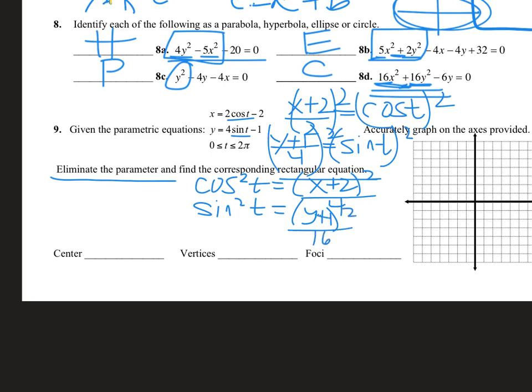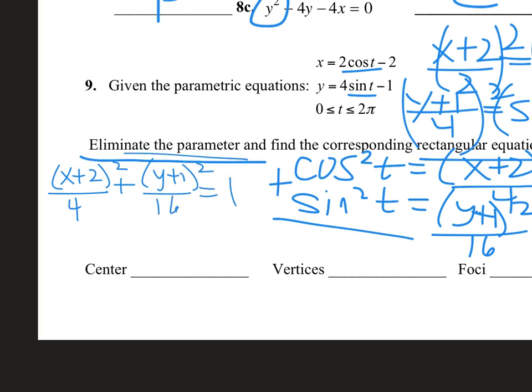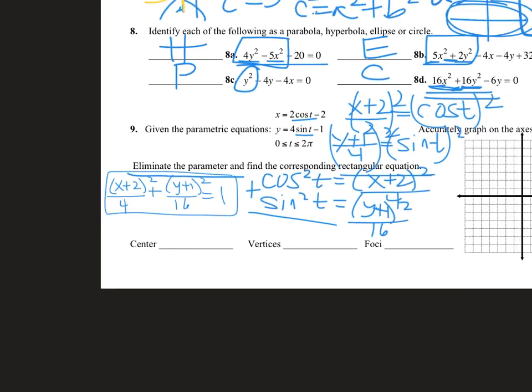And then if you add these together, cosine squared plus sine squared, as you know, is 1, and then you can add up the other side. So this is what it would look like: x plus 2 squared over 4 plus y plus 1 squared over 16 equals 1. And you can recognize that it is an ellipse. And so the center of that ellipse is -2, -1.